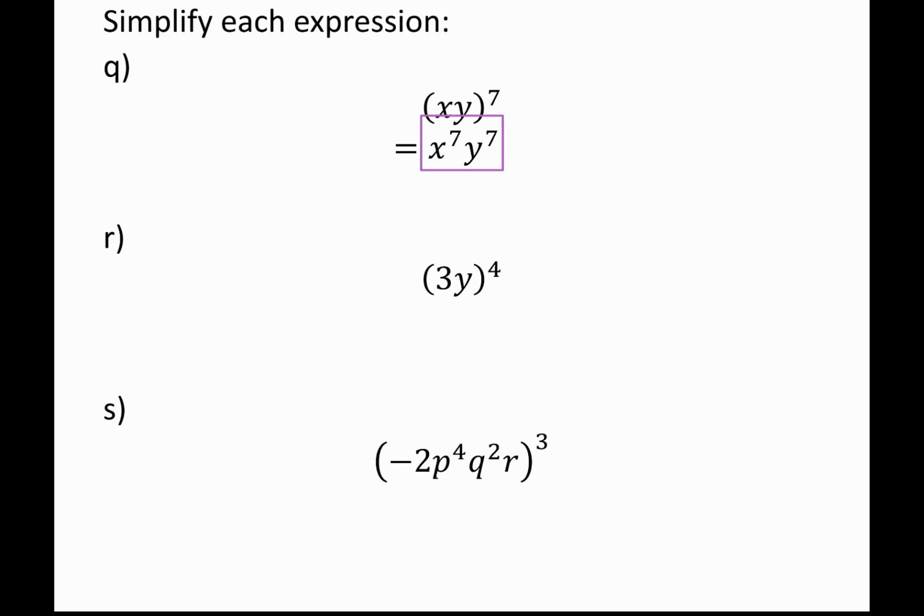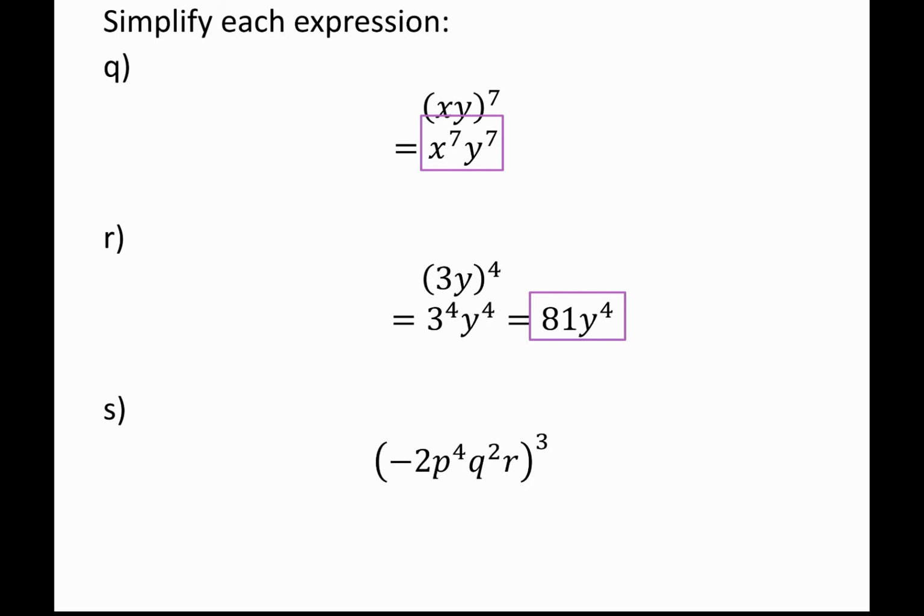There. For example R, we're going to distribute that exponent of 4 to the 3 and the y. And then 3 to the 4th power is something relatively small as far as the base and the exponent values are concerned, so we can simplify that a little bit. 3 to the 4th power is an 81, and so we're going to simplify that to an actual numerical value.